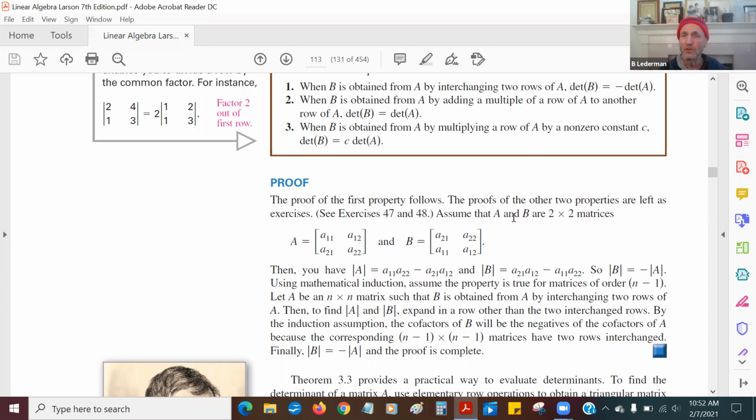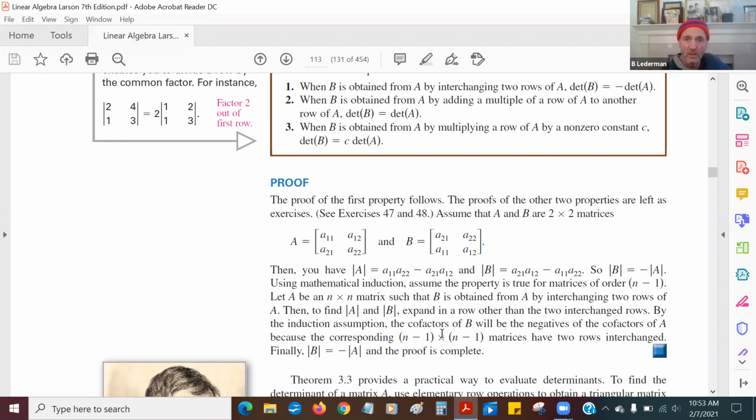And once you know it for a 2x2, especially since determinants are built on each other, defined kind of recursively, meaning the way you find the 3x3 is by taking a bunch of 2x2s, and a 4x4 is taking a bunch of 3x3s.